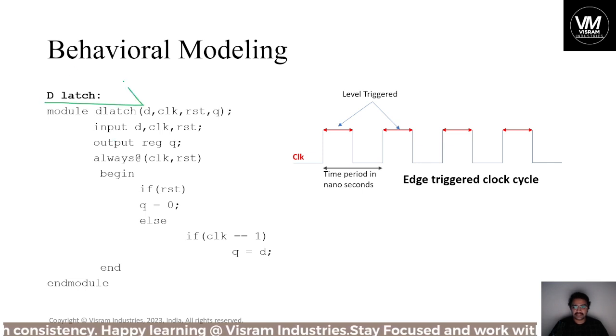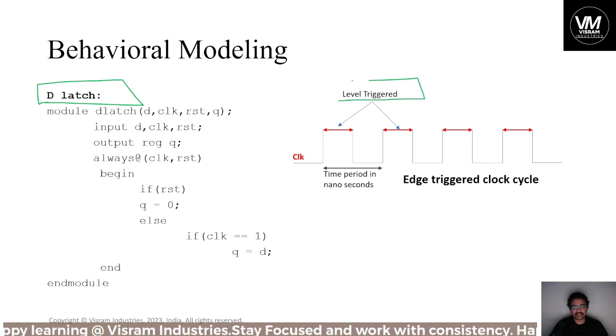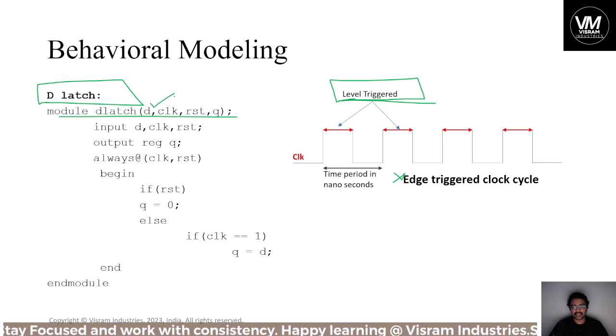And D-latch, a shorter example. D-latch has this clock which is a level triggered model, and this is not the edge triggered clock cycle. This is a level triggered. Level triggered will be shown in this way. And module D-latch, you have D, clock, reset, and Q. Q is the output. All these are inputs.